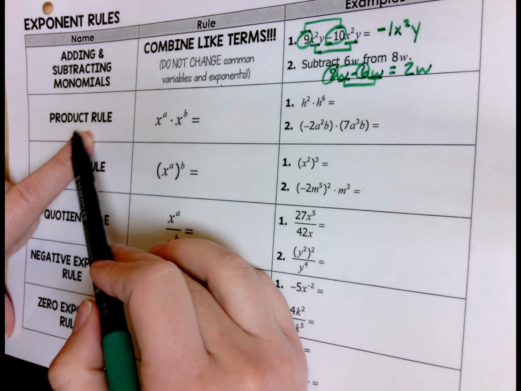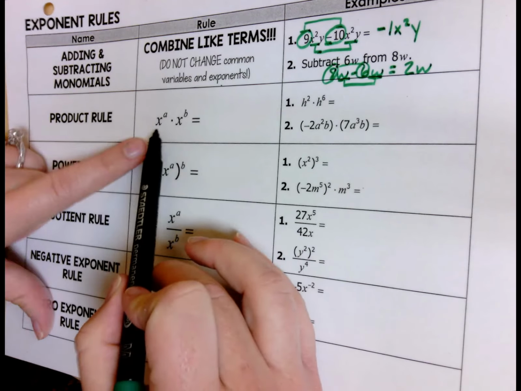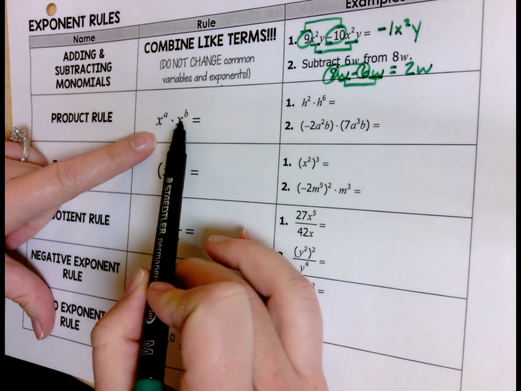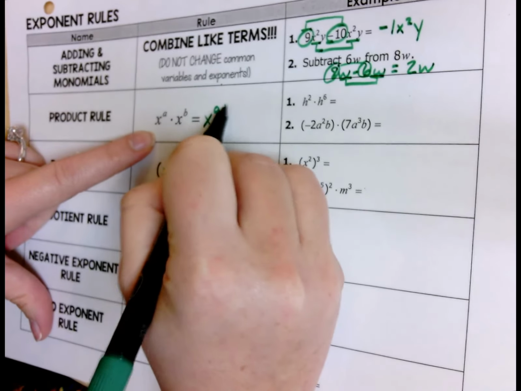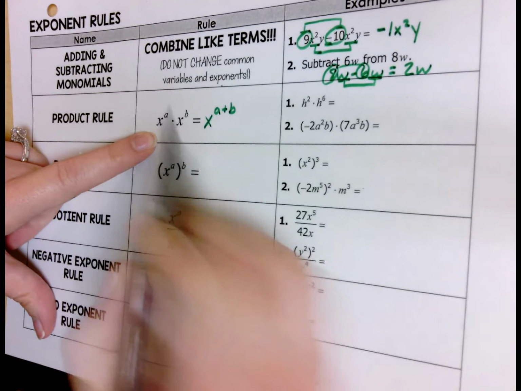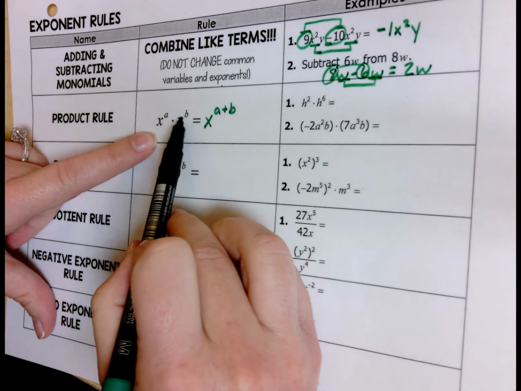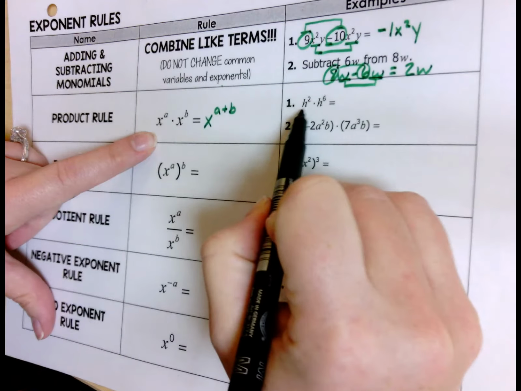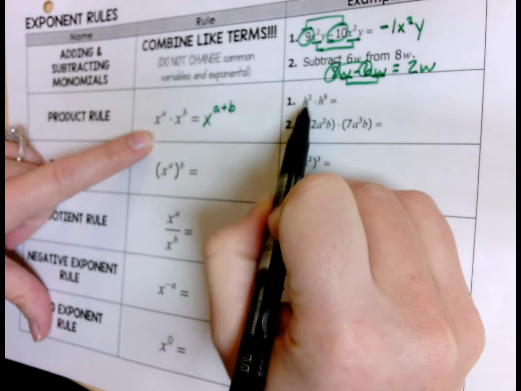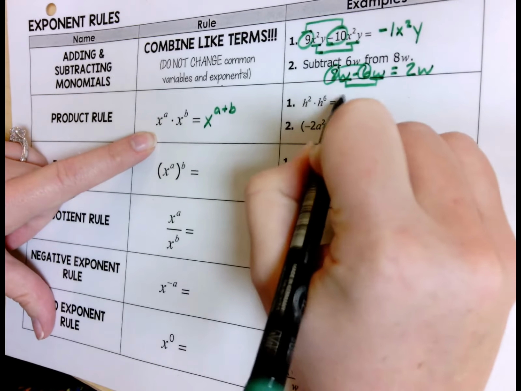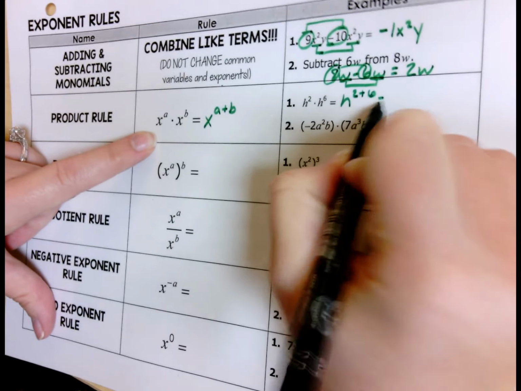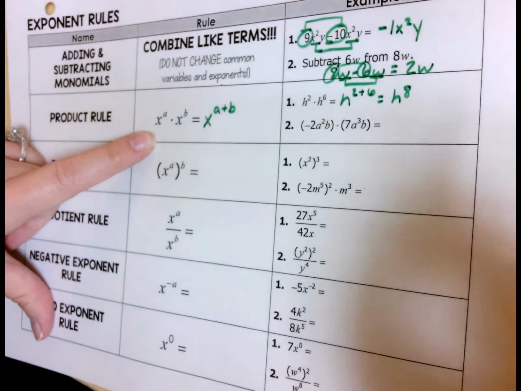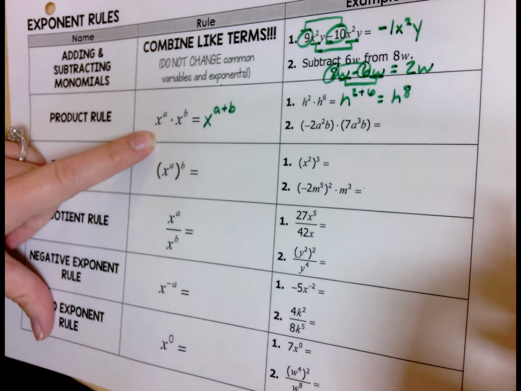All right, so product rule. If I multiply x with an exponent by x with another exponent, I'm going to add the exponents. So it's going to be whatever a is plus whatever b is. So for example, h squared times h to the 6th, I'm going to add the 2 and the 6. So h to the 2 plus 6. Well, 2 plus 6 is 8. So h to the 8th power.